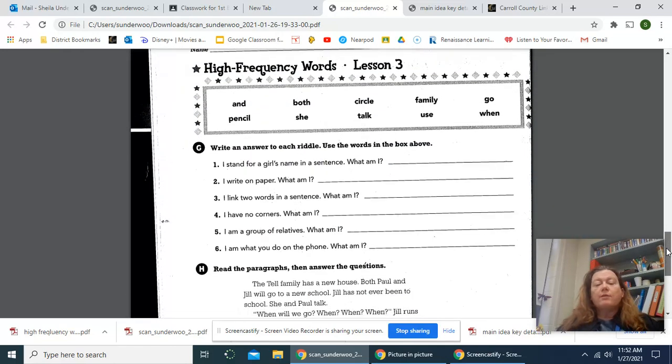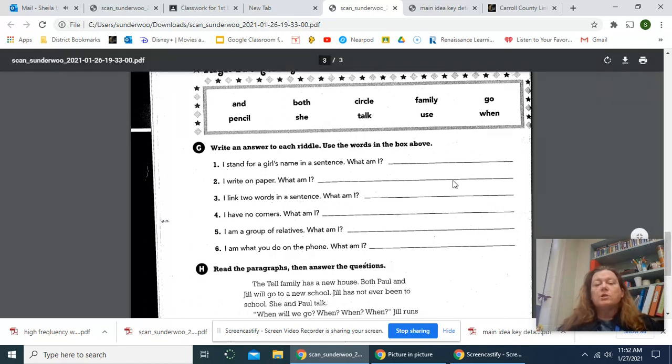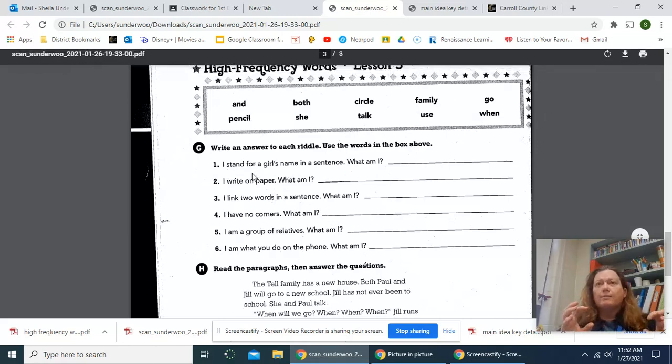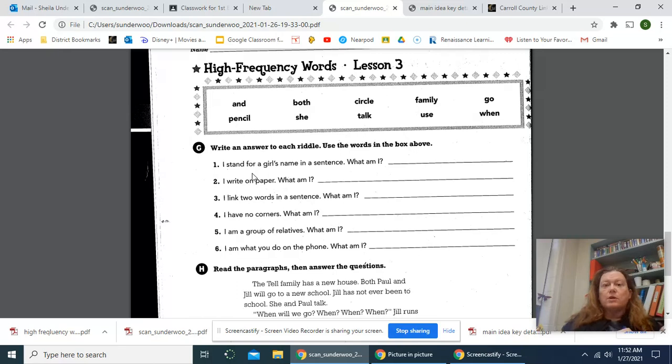So on this high frequency box, you need to answer these in a complete sentence. I stands for a girl's name in a sentence. What am I? So these are I. This is saying this is what I am. So it means I stand for. So one of these words stands for a girl's name in a sentence. And then you're going to put those words down.